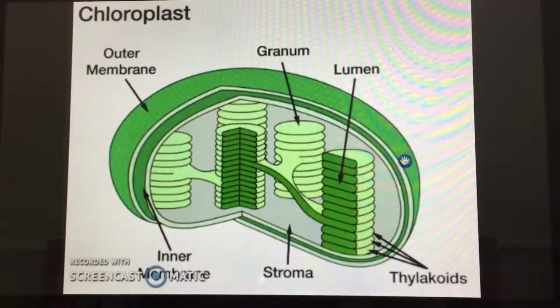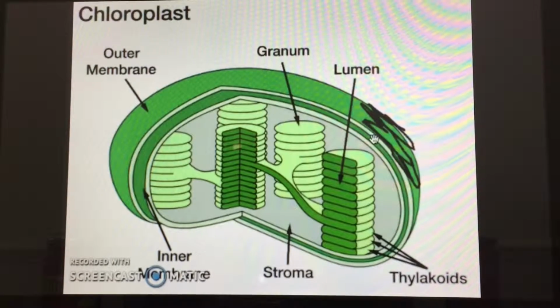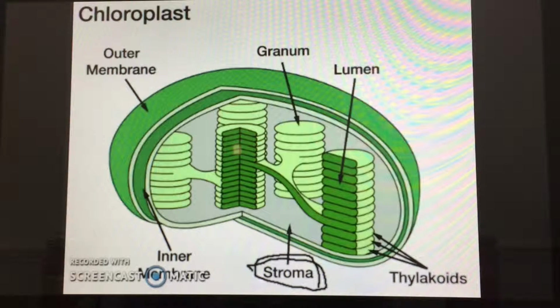The outer membrane is the membrane shown here in green. The inner membrane is shown by this green and white inside. Both membranes help to control what enters and leaves the chloroplast. The chloroplast is filled with a colorless liquid called the stroma. The light-dependent reactions that produce NADPH are located in the stroma.